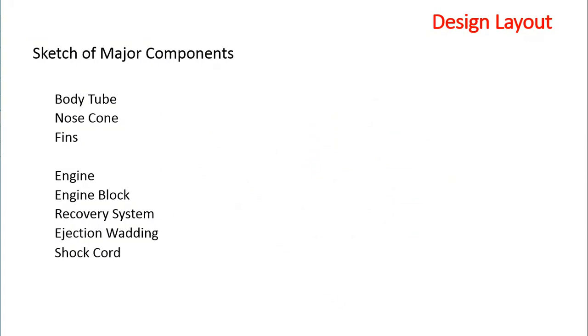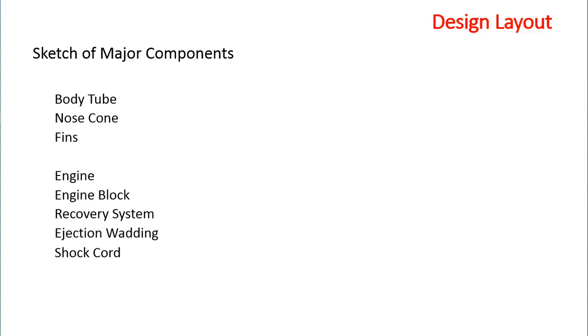Design layout. An experienced rocket designer typically starts a new design by making a layout sketch of the structure they are going to start with. The sketch would include all major components of the design. External airframe components like the body tube, the nose cone, and the fins. Internal components like the engine block, the recovery system, the ejection wadding, and shock cord. When you become more experienced, you too will want to make your own design layouts.